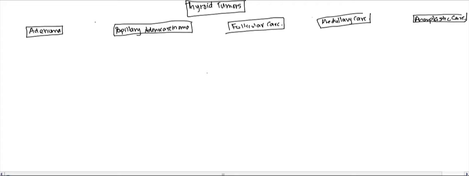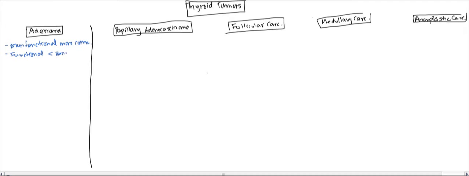So we're going to go ahead and just talk about each one of these individually. So let me just make a line to go back to this section here. So let's first look at the adenomas. Now, follicular adenomas could be functional or non-functional, but non-functional is more common. Now, if it is functional, it's much less likely to be benign. And that's because obviously it's functioning well, so it's going to be less likely to be benign.